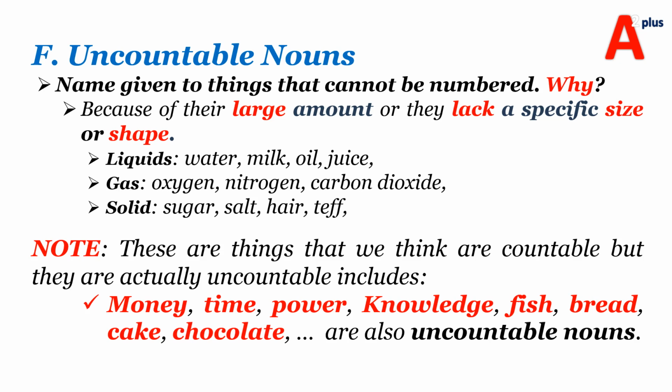There are things that we think are countable but they are actually uncountable. For example, money is uncountable. Time is uncountable. Power is uncountable. Knowledge is uncountable. Fish, bread, cake, chocolate are all uncountable nouns.